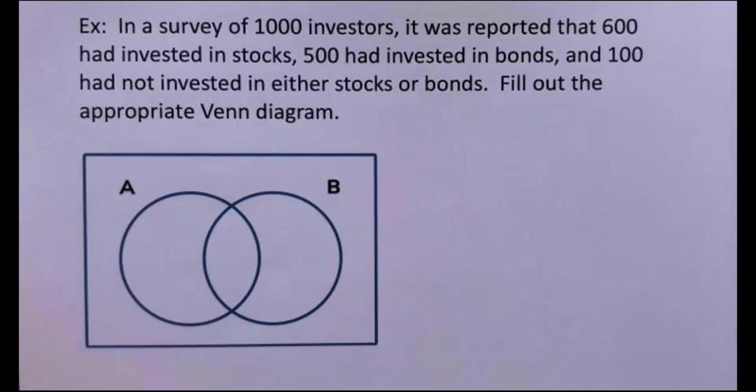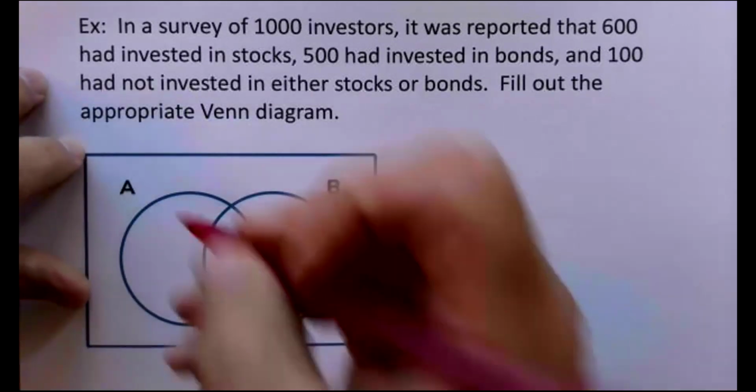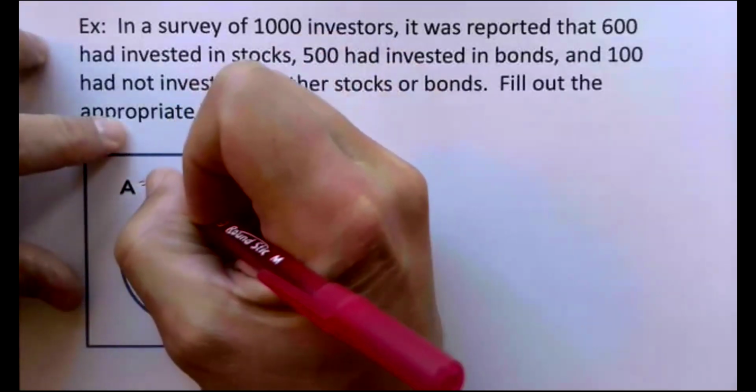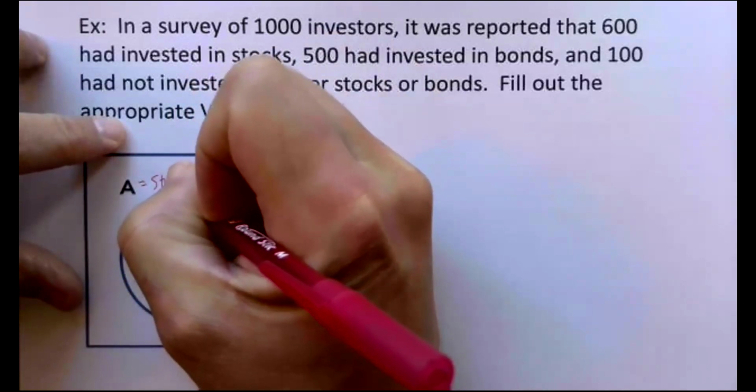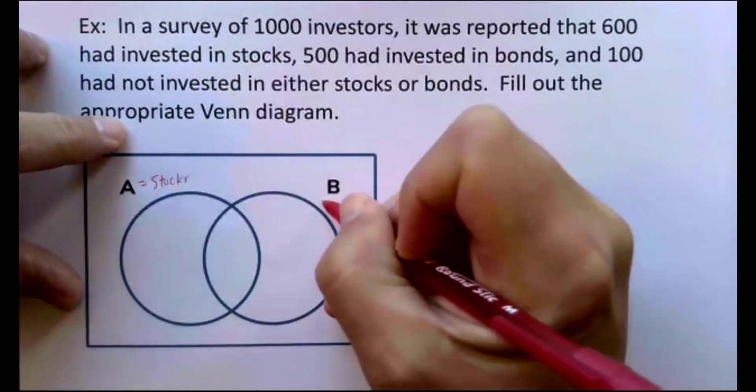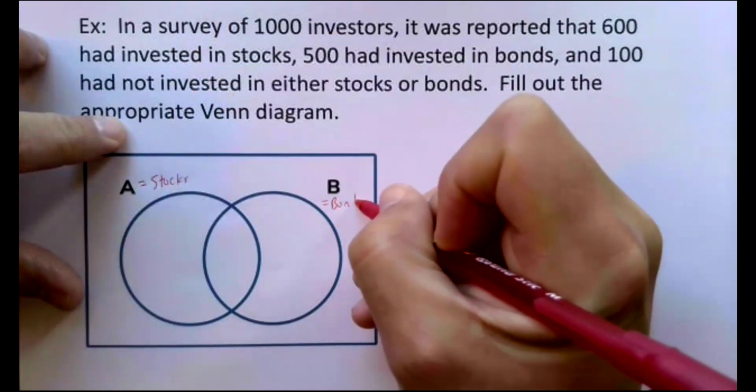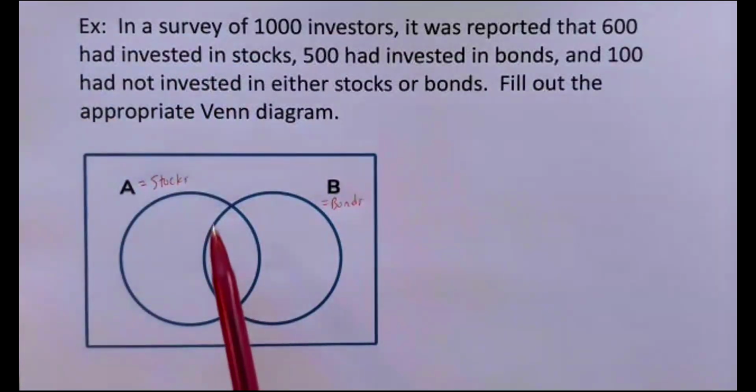So the basic Venn diagrams are usually labeled as A and B. Of course, in this case, we need to call it stocks and bonds. Okay. So the A circle represents the people who invested in stocks. The B circle represents the people who invested in bonds. It's a tough question.